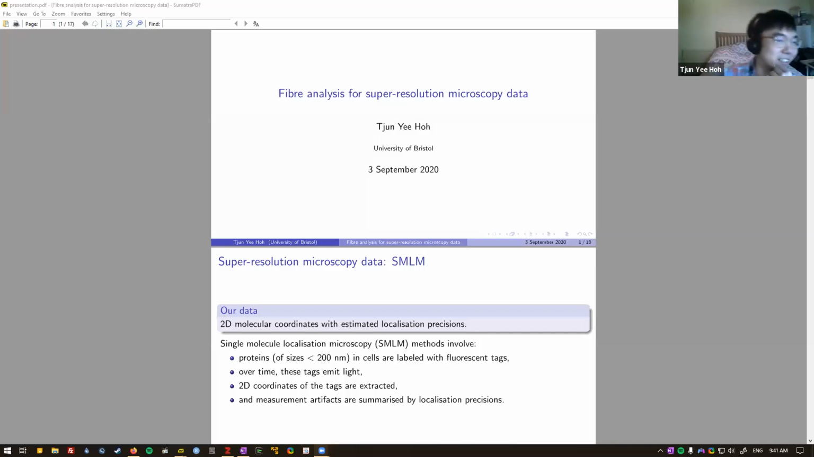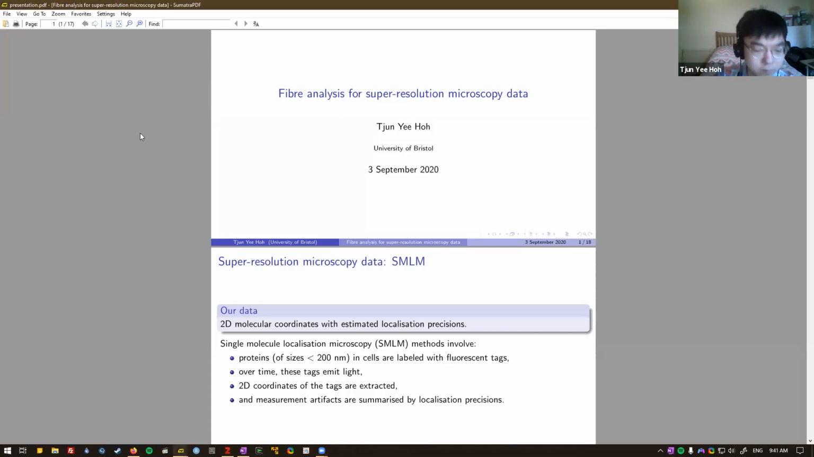Okay, I hope I'm sharing that. Okay, so my name is Tjun Yee Hoh. Today I'll be talking about fibre analysis for super resolution microscopy data.